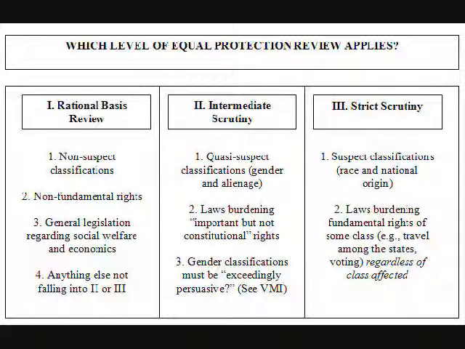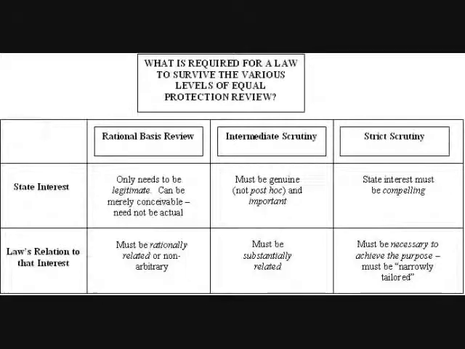Strict scrutiny is applied to those that qualify as suspect classifications, which include race, religion, national origin, voting, and other fundamental rights. As the name implies, this test is very strict and requires the state to show not only that the classification in question serves a compelling state interest, but also that said classification is necessary to serve said interest.